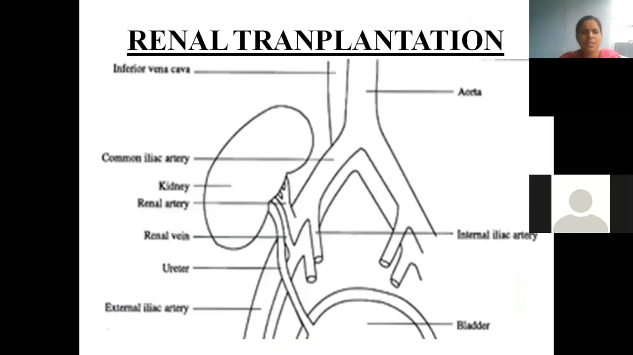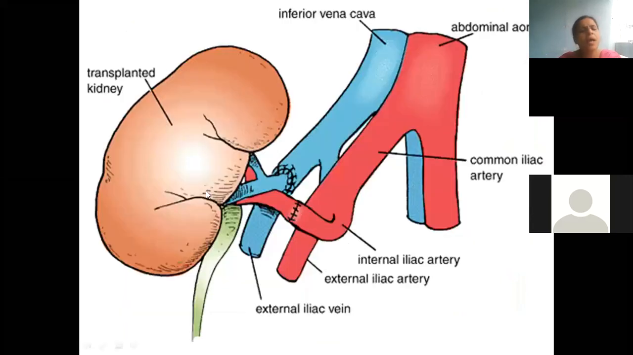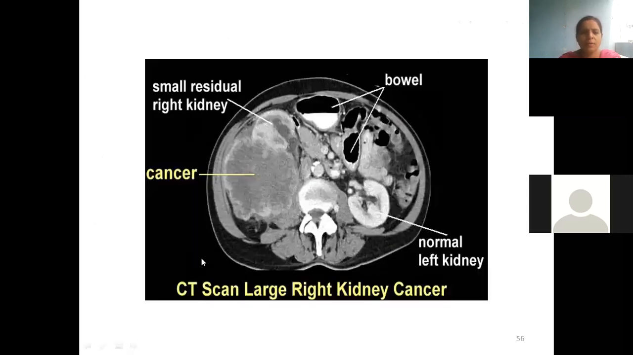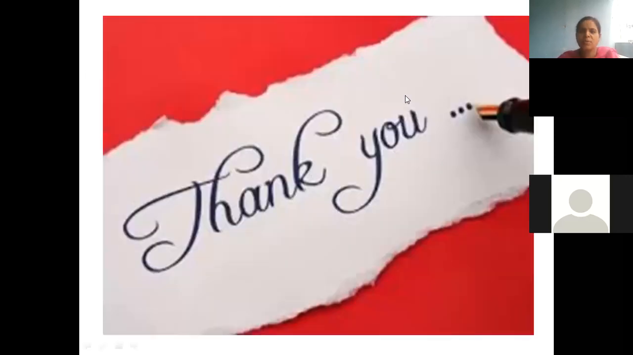Suppose renal transplantation, in the sense, if you are taking some donor's kidney, if the recipient's kidney is no more working, you will place that kidney in the pelvic region, and the donor's renal vessels will be connected to the internal iliac artery. This will be receiving blood supply directly from the internal iliac artery. This is transplanted kidney. Okay, so I hope you understood kidney.